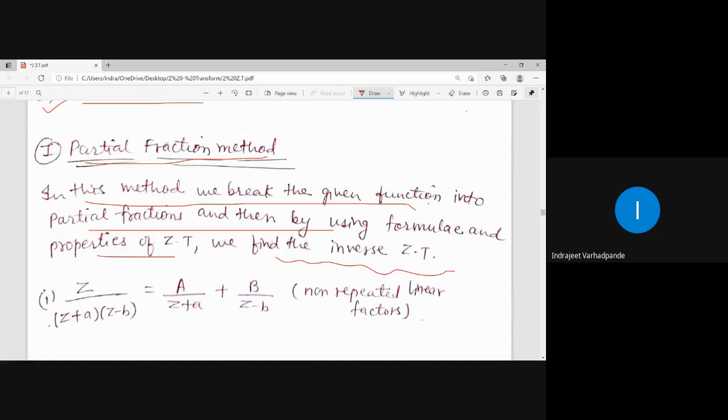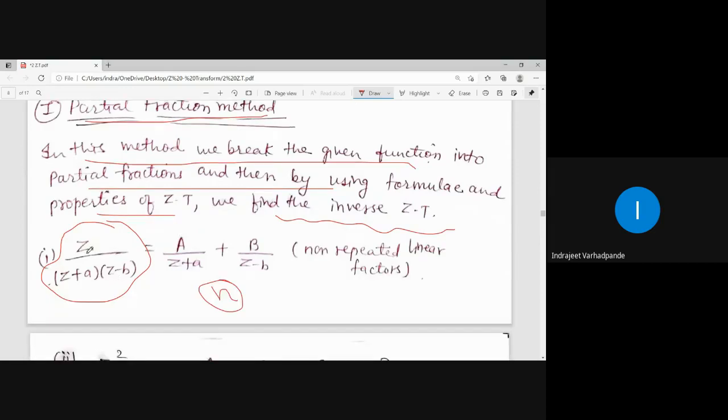Now, as per the definition, the data or question provided will be in the form of Z, and what you have to do is take its inverse and bring the answer in the form of a sequence, that is, in the form of n. So what could the possibilities of partial fraction be, for z upon z plus a into z minus b? It will be non-repeated linear factors: A upon z plus a plus B upon z minus b. So individually we calculate the values of A and B, then take the inverse, and you get the answer.